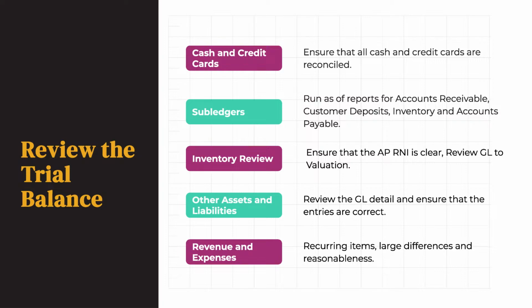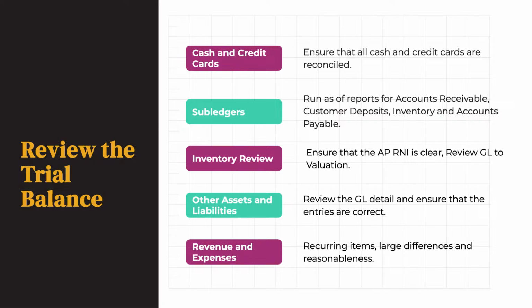We're also going to look at our inventory and ensure that the APR&I, or that inventory that we've received and we haven't posted an AP bill, is either clear, meaning that there's nothing there, or that we know why we haven't posted that AP bill. And then we're going to review the general ledger balance to the valuation. We're also going to look at other assets and liabilities, and we're going to review that GL detail and ensure that the entries that are in the account are correct and the ending balance.